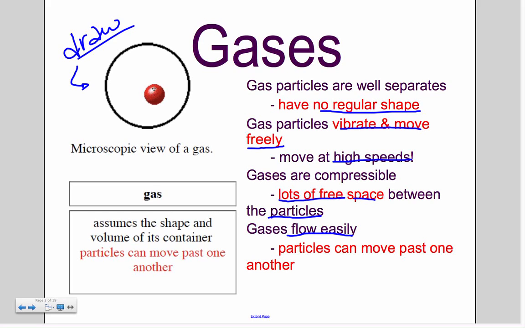So if you see this red dot here, this is a red gas particle. If you notice, there's lots of space around it. The gas particles tend to move or slide past each other very, very easily. So in your notes, with the next 3 slides, because they're gases, liquids, and solids, you need to include the drawing of what it looks like, the word itself, and then these are going to be your main points. They assume the shape and the volume of the container, the particles move past one another, etc.